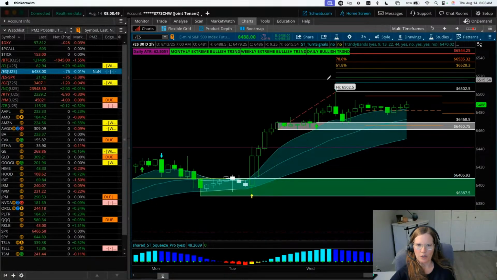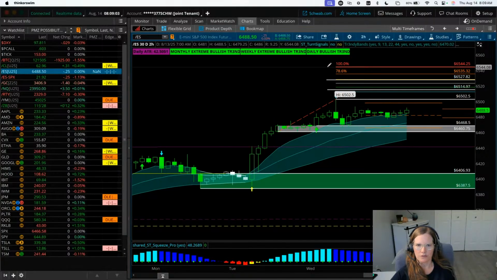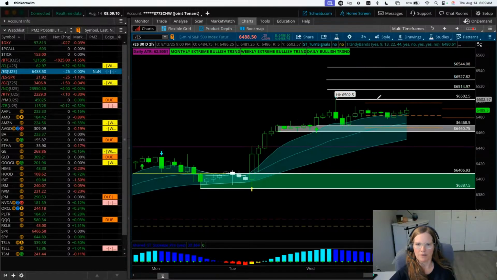I like to put a line kind of in between that 236 and 382 extension target. Then I like to use the 618 extension target and, of course, the 100 extension target. So that's going to give me 3 extension targets up and above the all-time high, and these would be targets to the upside.